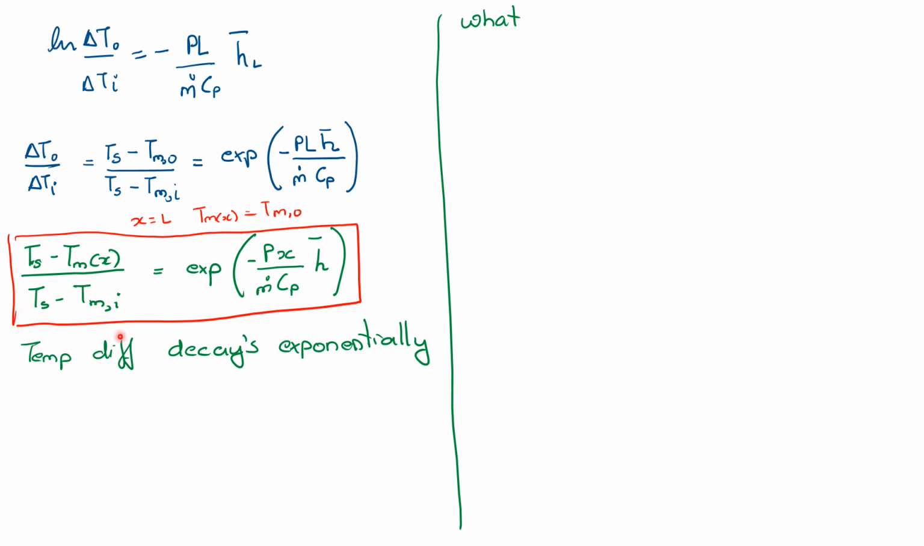If you observe, our temperature difference is decaying exponentially. That means if you have a really long pipe, your surface temperature will almost be equal to the mean temperature of the fluid. So your fluid will almost be at the same temperature as your pipe.